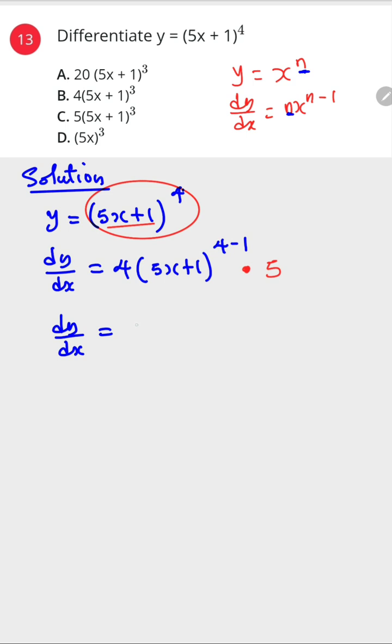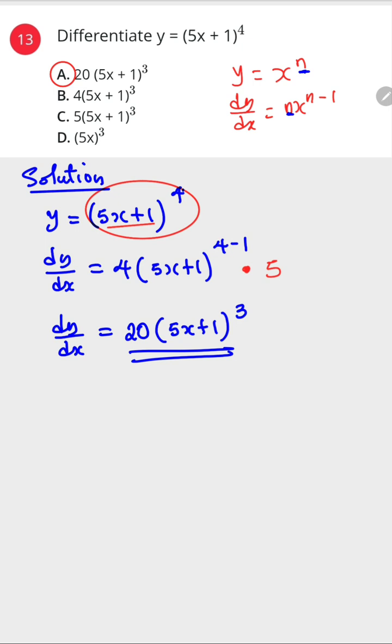So at the end of the day, my dy by dx is equal to 5 times 4, which is 20, then 5x plus 1 all raised to power 4 minus 1, so it's going to be raised to power 3. Sorry for that. That is all, and you can see the answer. The first one, A. So this is the answer.